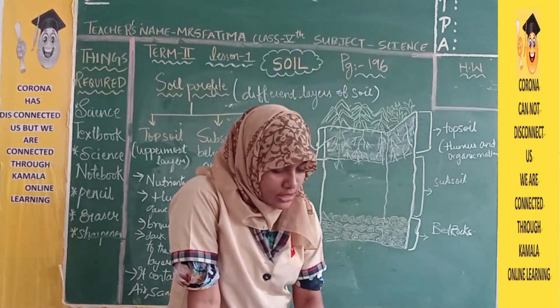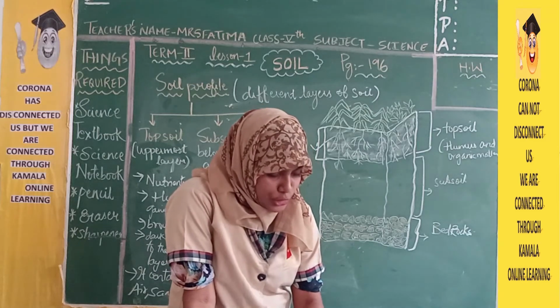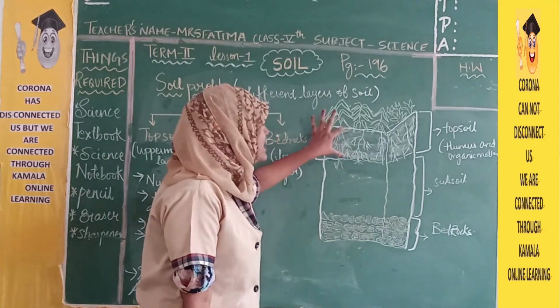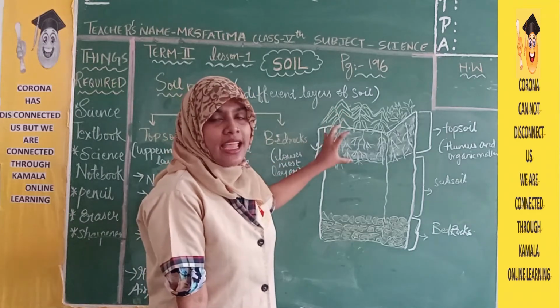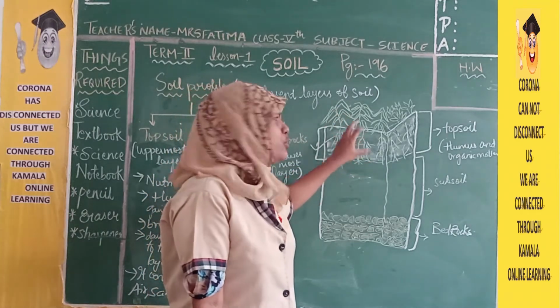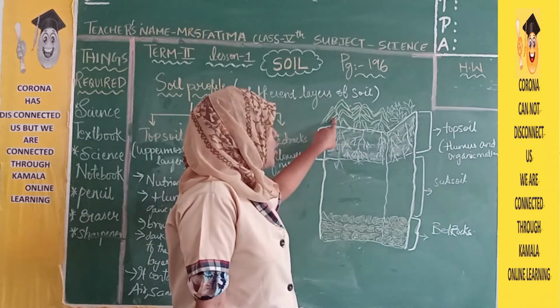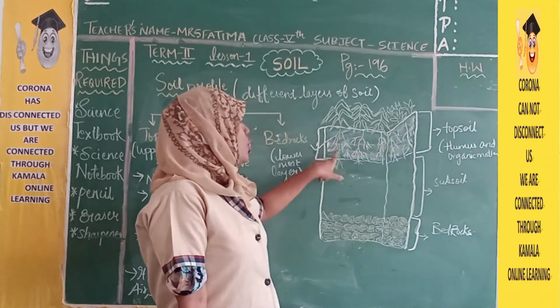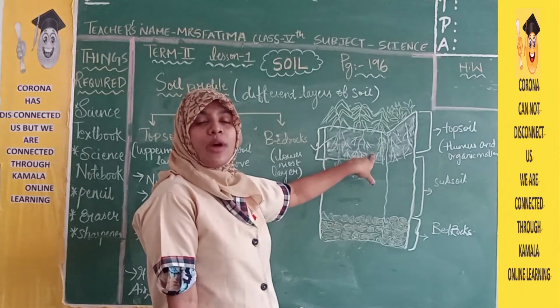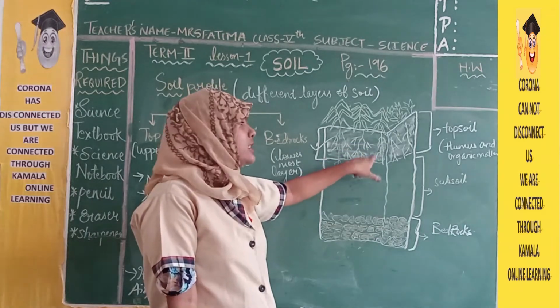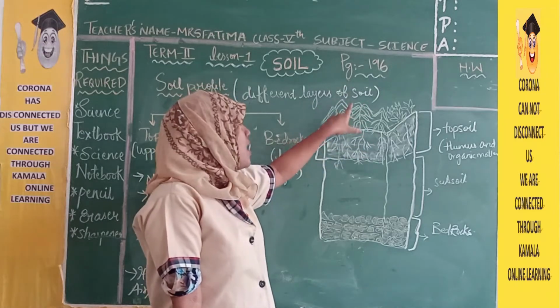This layer provides all the necessary nutrients to the plant. So this layer plays an important role, children, because this layer has all the nutrients which are required for the plant. These are your plants, children. So this layer, that is topsoil, provides the necessary nutrients which are required for the plant.